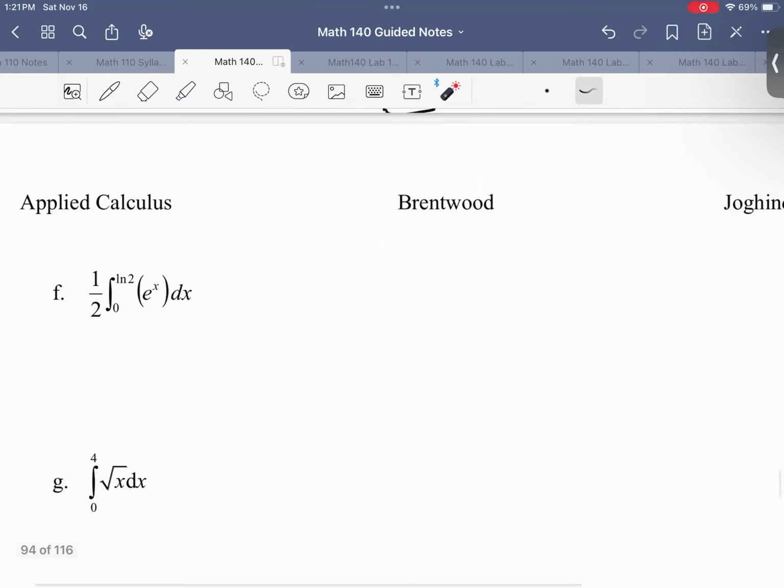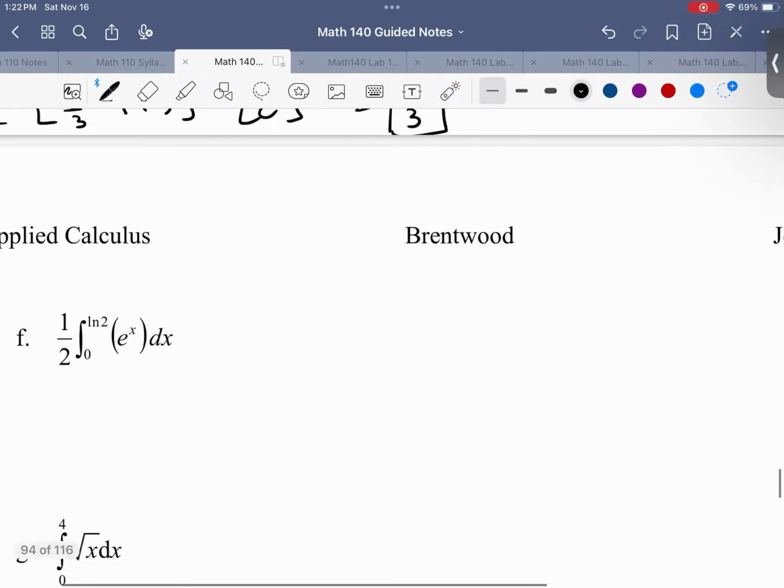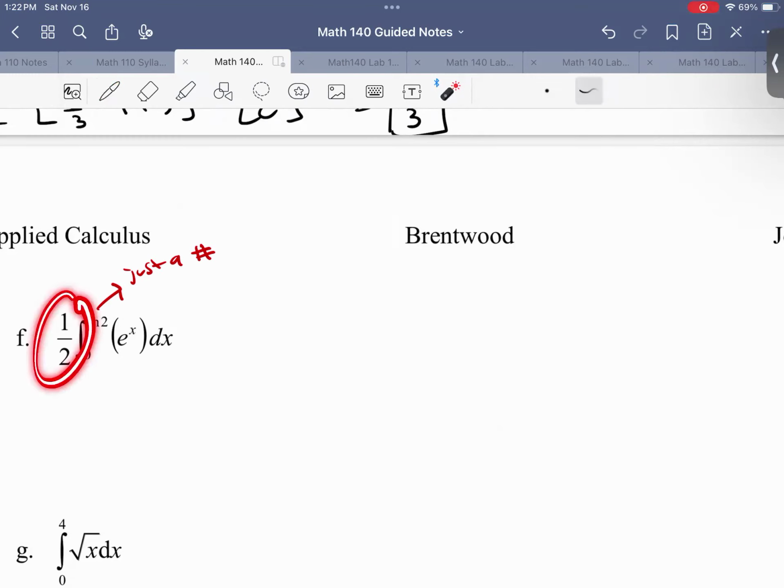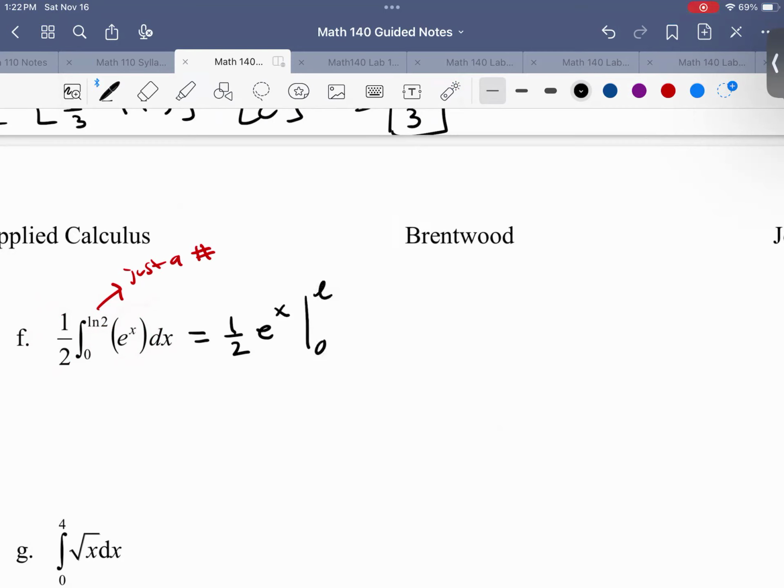So for letter F, we have 1/2 times the integral of 0 to natural log of 2 of e to the x dx. Don't be too scared by this, because remember that this natural log of 2, we even had in the example above, is just a number. It's going to be some type of number that you're going to get, just not an exact number. And we have a 1/2 out in front, but it's a coefficient. It's one of those integral properties, and we can just worry about it later. This is just an easy integral because the antiderivative of e to the x is just itself. So the 1/2 comes along with us for the ride, and it's just going to be itself, e to the x, integrating from 0 to natural log of 2.